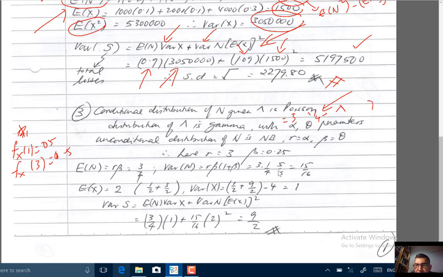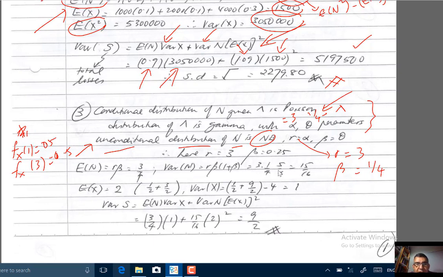This is the information given in the question, and we have studied this in our class before. Given the conditional distribution of N and the distribution of lambda, we know the unconditional, I repeat, the unconditional distribution of N is negative binomial. R will be alpha and beta will be theta. So which means that your R here will be 3 and your beta will be 1/4.